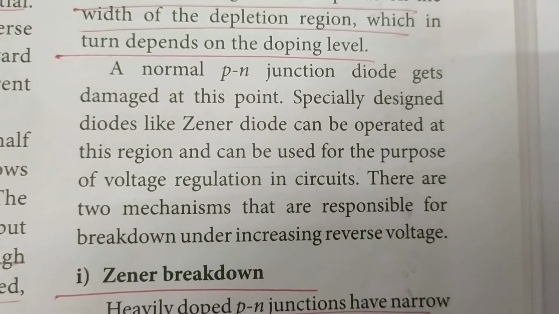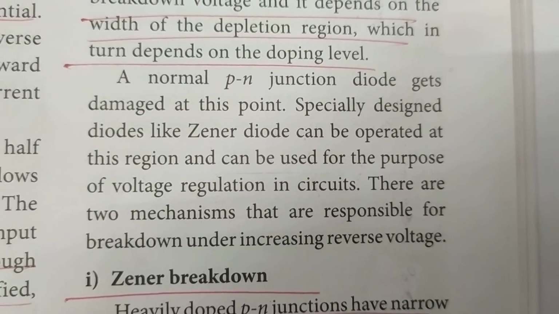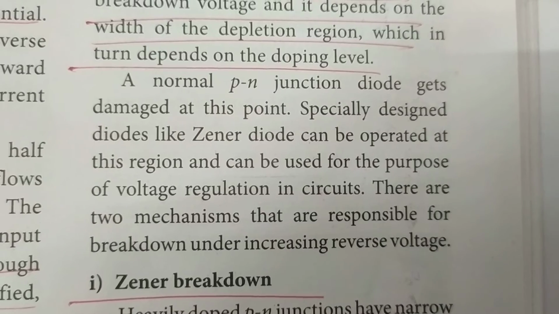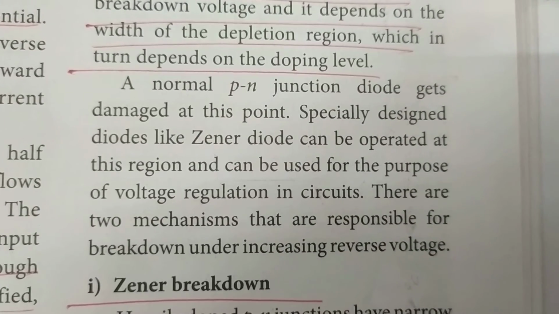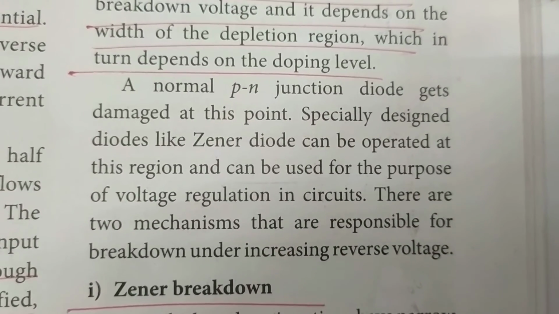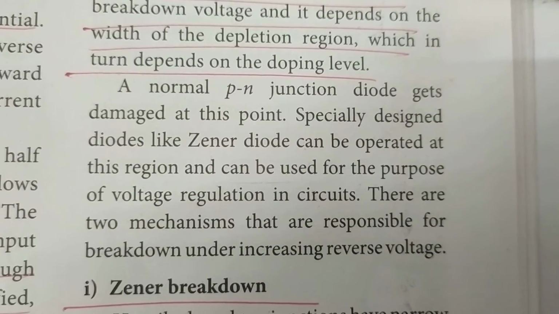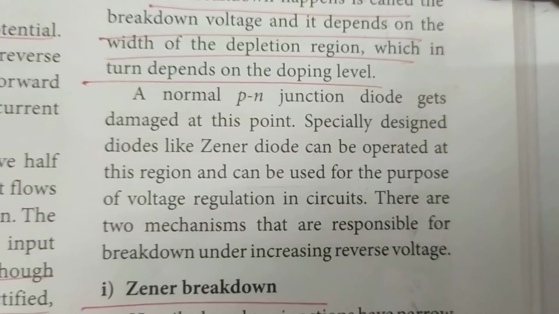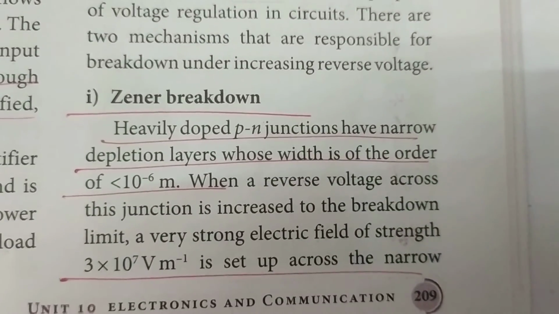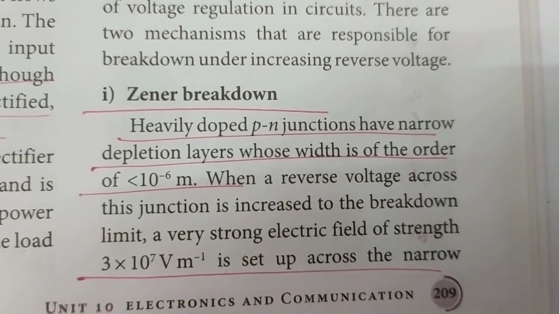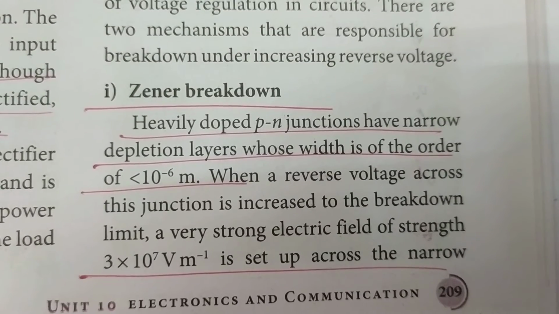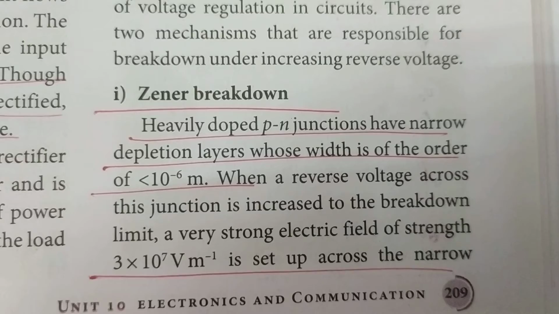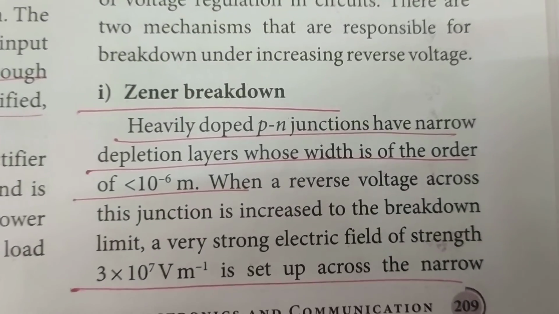And so beyond a certain voltage, the diode will break down. That is, complete damage to the diode will happen. But specially designed diodes like the Zener diode can be operated in this region and can be used for useful purposes. Now we shall see the two types of breakdown: one is called Zener breakdown, the other is called avalanche breakdown. There are some differences between them.